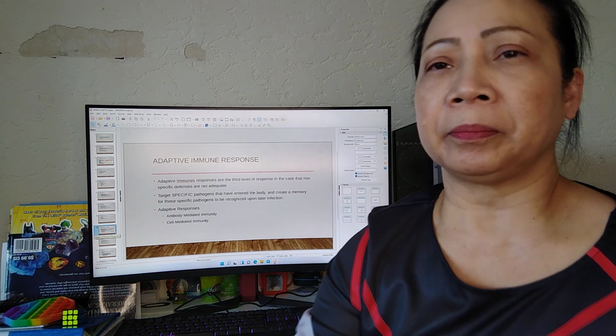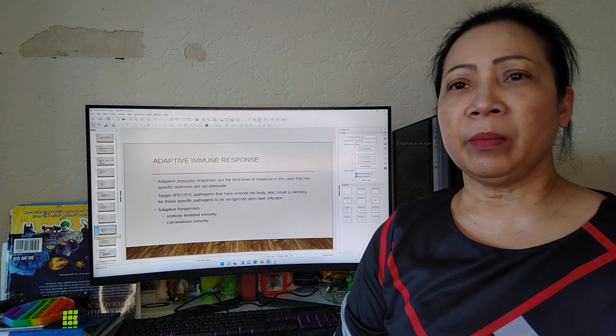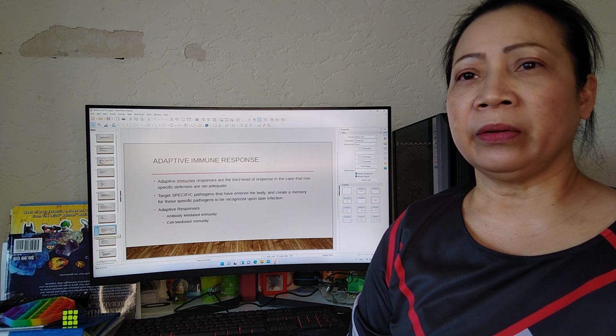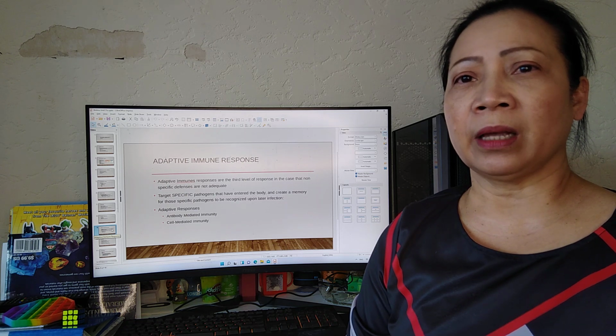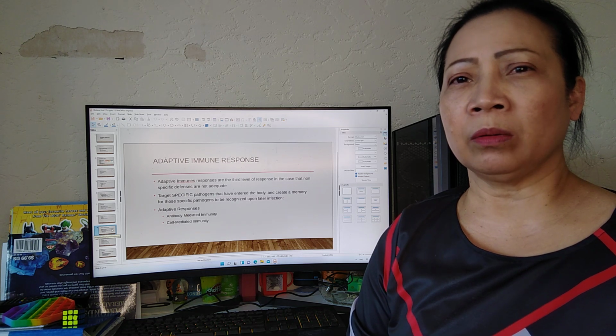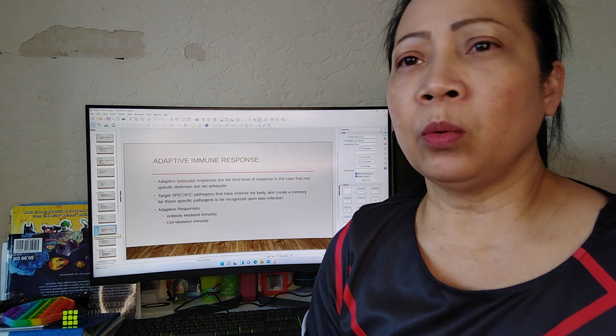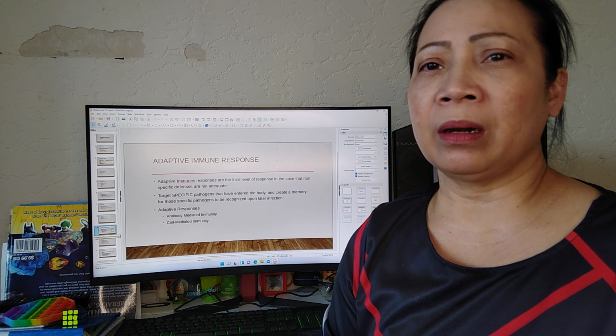Adaptive. Adaptive immune responses are the 3rd level of response. The adaptive immune response creates a memory for those very specific pathogens. They will then be recognized upon later infection.